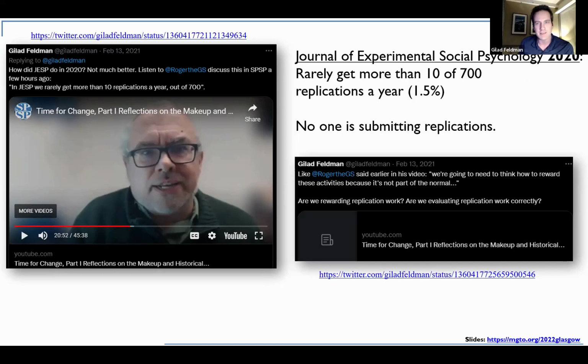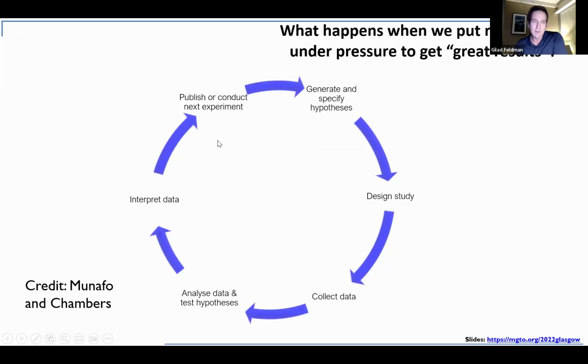My conclusion from this: no one is doing replications or submitting replications. Definitely nobody is publishing this. So if the editor of Journal of Experimental Social Psychology is saying it's time for change, let's reflect on this, we need more replications, but nobody is actually responding to this call, aside from maybe the people that I engage with on doing replications, then we really need to think. We've had a decade to think about this, but we haven't been doing enough to try and catch up.